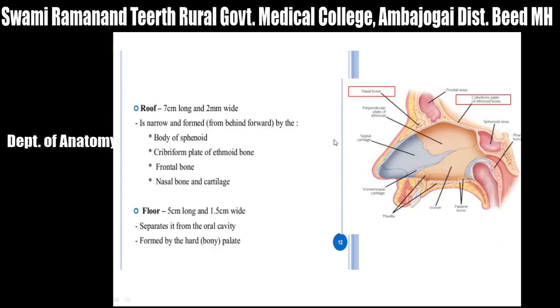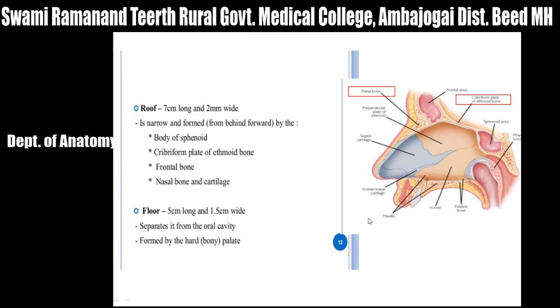So this is the roof, which is about 7 cm long and 2 mm wide. So this roof is formed by the body of the sphenoid bone, then cribriform plate of the ethmoid bone, then frontal bone and nasal bone and cartilage. So this is the roof of a nasal cavity.